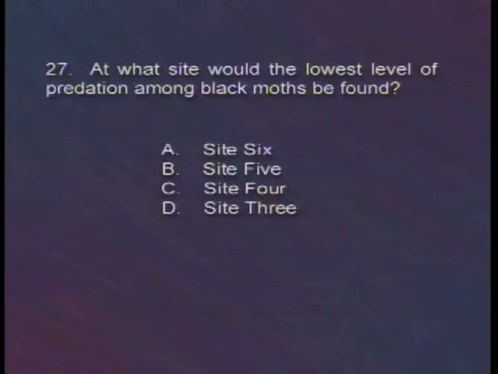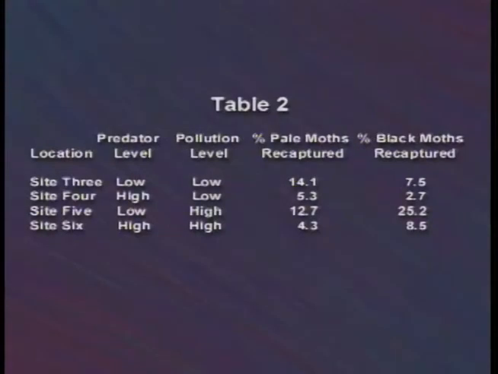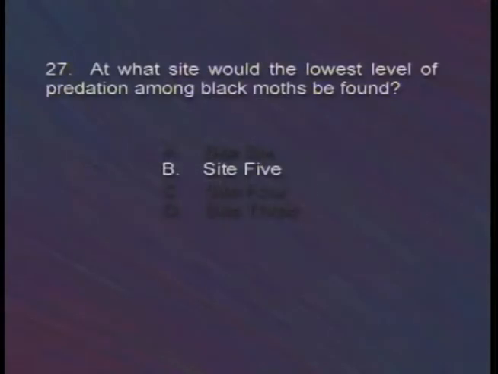Question 27. At what site would the lowest level of predation among black moths be found? Be careful with the wording. From the opening paragraph, we find that low levels of predation is equivalent to high numbers of moths surviving. From Table 2, the highest number of black moths survive at Site 5. A higher percentage of moths recaptured is the same as a high survival rate. Thus, the correct answer is B.